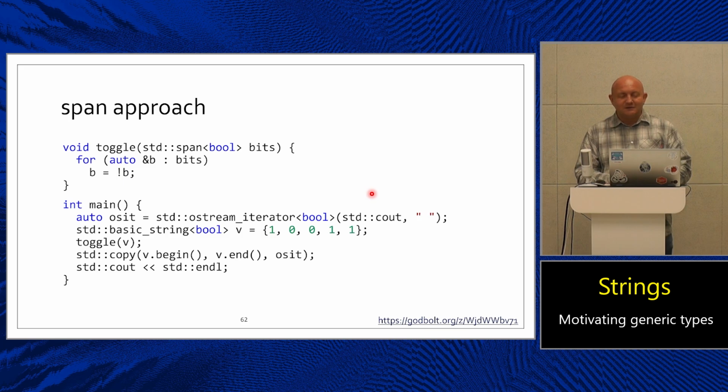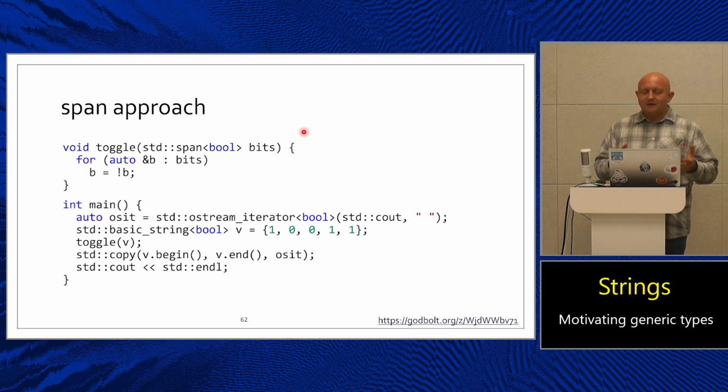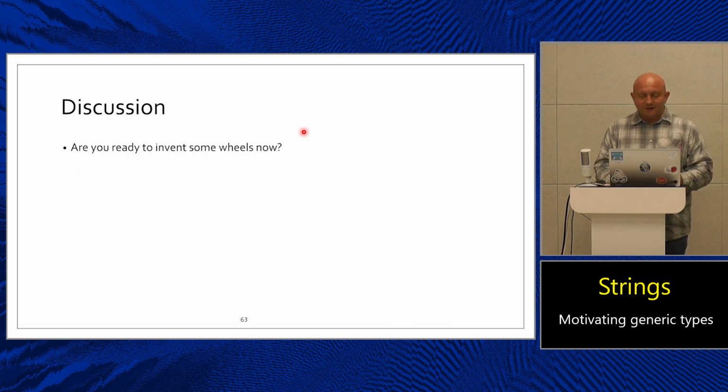And std::span is sometimes called a bad view because it erases information about whose view it is. Like here, it doesn't know if it's a view of a vector or an array, but for its purposes, it's good. We can make a basic string of bool in main, pass it to toggle, and basic string happily converts to std::span. A vector also converts to std::span. Anything that can be iterated linearly converts to std::span.